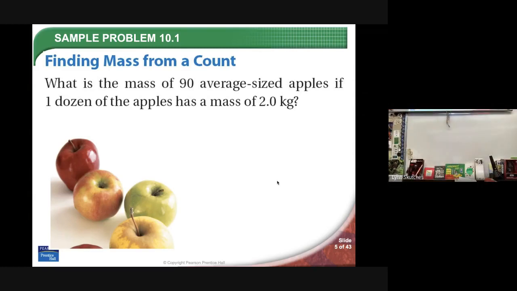What is the mass of 90 average-sized apples? If 1 dozen of apples has a mass of 2.